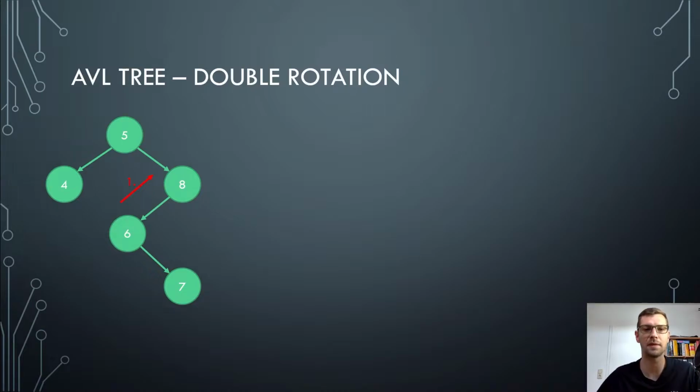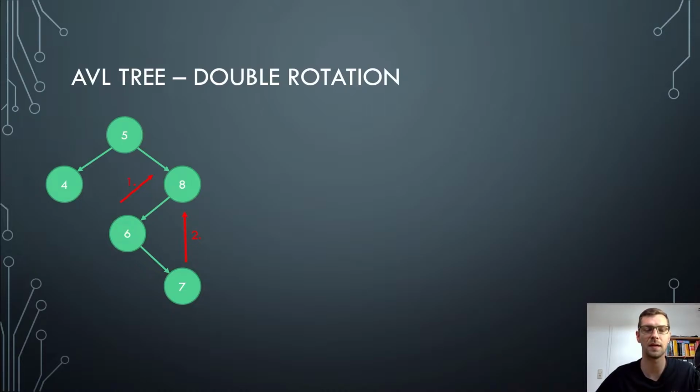So what we do here is we do at first a right rotation on the 8 so that the right child of the 5 will be 6, the right child of the 6 will be 8, and the left child of the 8 will be 7.